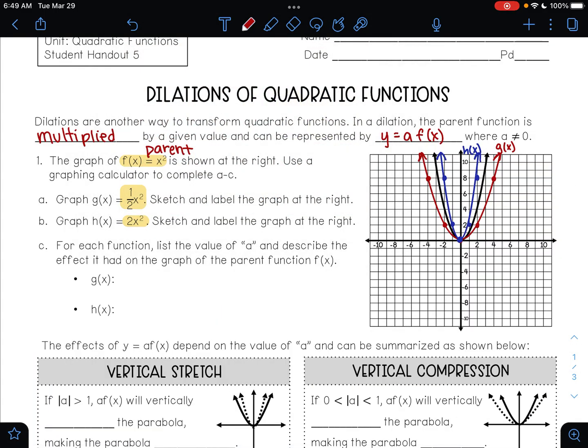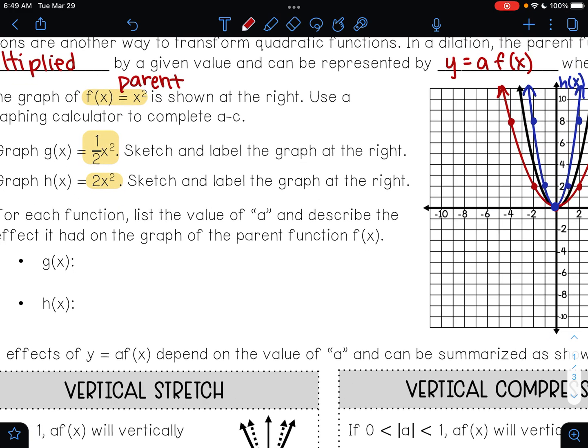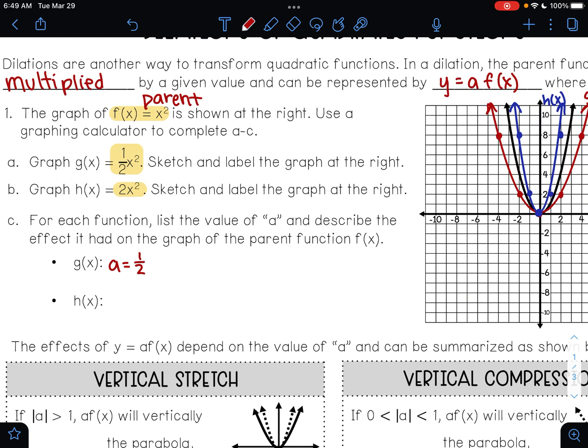For each function, list the a value and describe the effect it had on the graph of the parent function. So g of x had the a value of 1/2. And what did that a do? It caused our parabola to be wider than f of x. Notice how it's fatter. So this made the parabola wider than f of x.